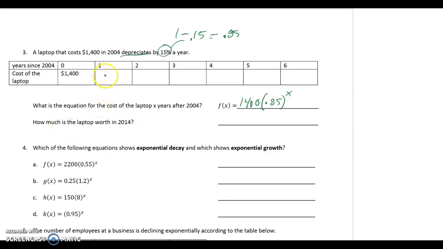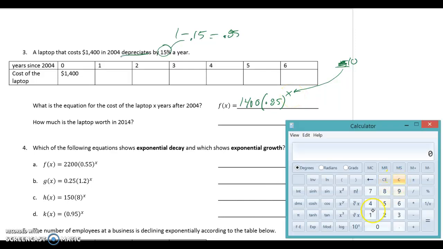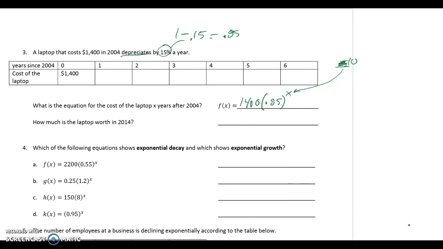If I wanted to, I could fill in this table here. You can certainly do that on your own. But I'm looking to see what is the 15th year. Well, again, just put that in for the exponent. Or I'm sorry, the 2014. You want to go 10 years past that, so my bad. You want to go 10 years and put that in. Clearing the calculator, do the exponents first. Take 0.85, that's my base, the exponent would be 10, and then multiply that times the initial amount. It would be $275.62.